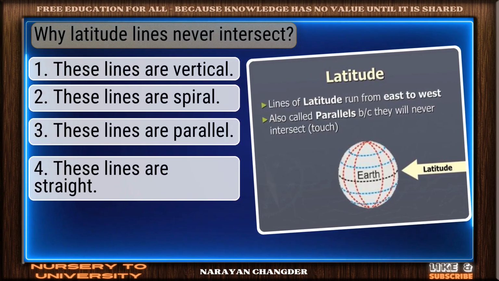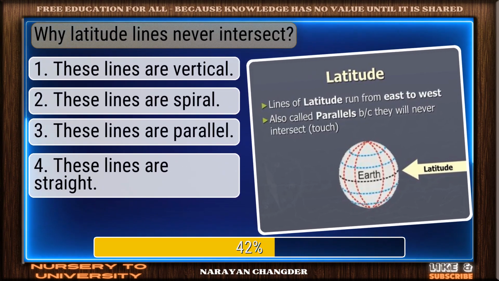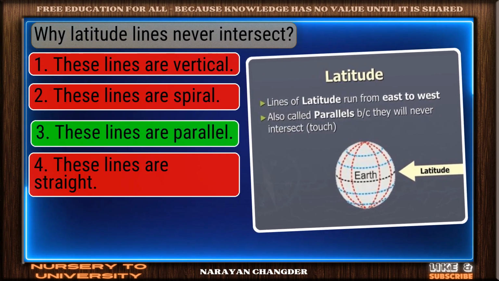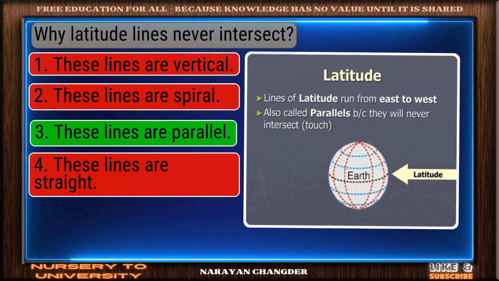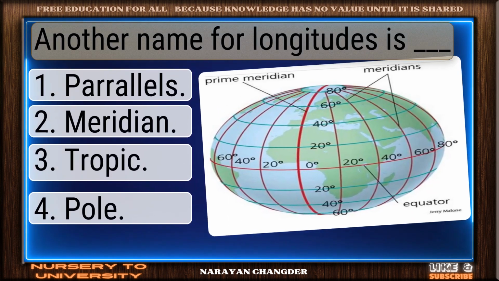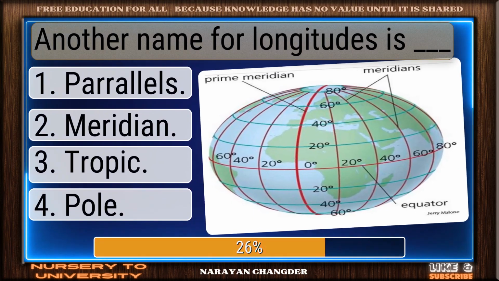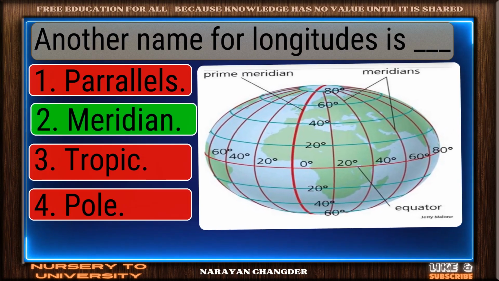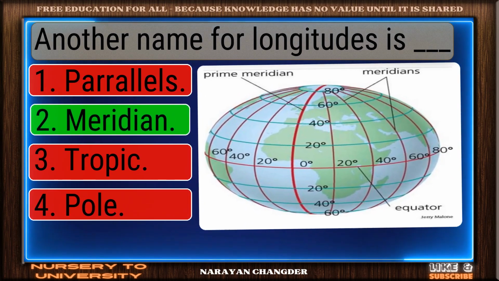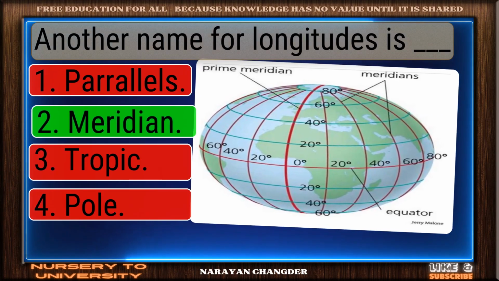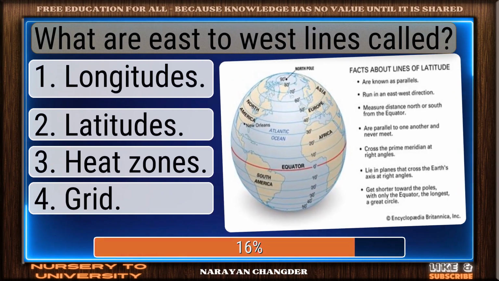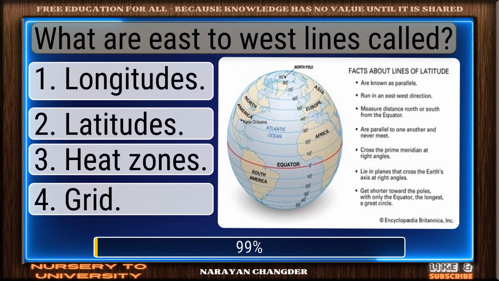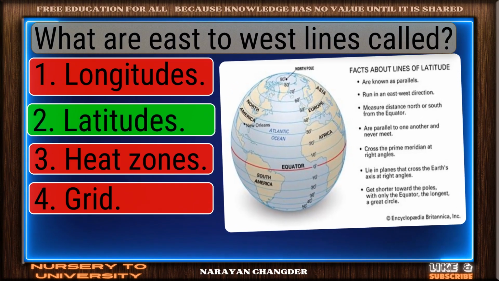Why latitude lines never intersect? Nice selection. These lines are parallel is the correct and valid answer. Another name for longitudes is dash. Well picked. Meridian is the correct answer. What are east to west lines called? Smart move. Latitudes is an accurate answer.